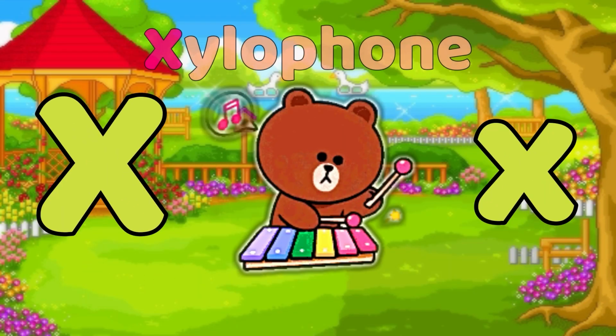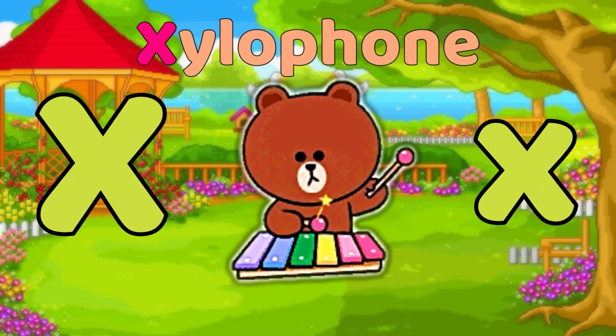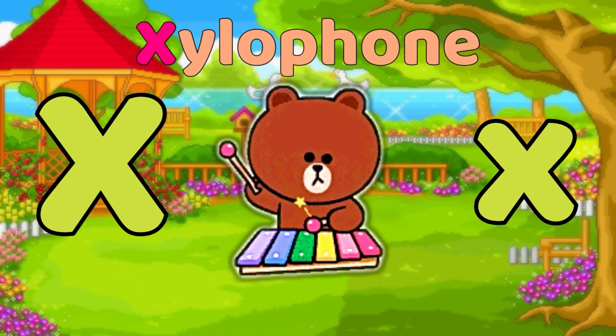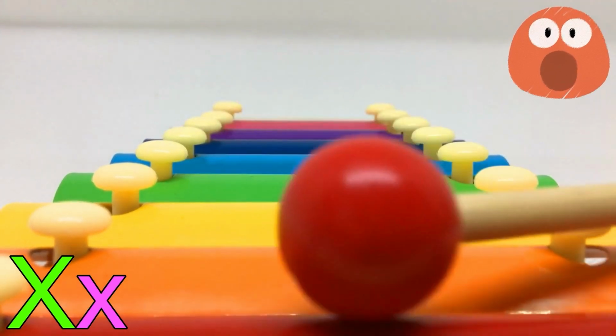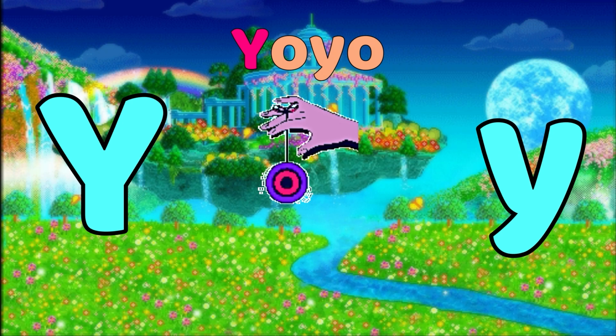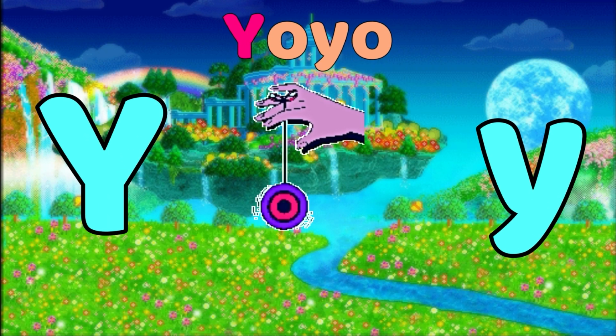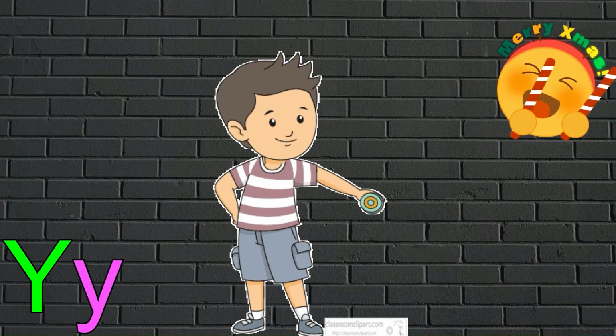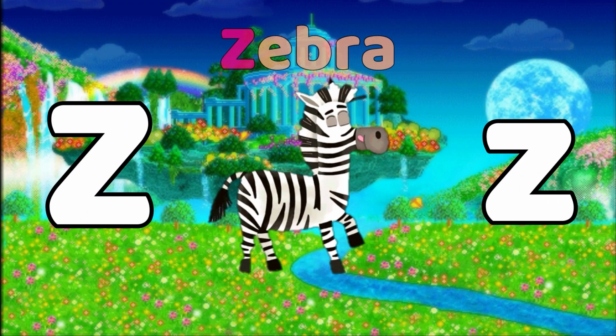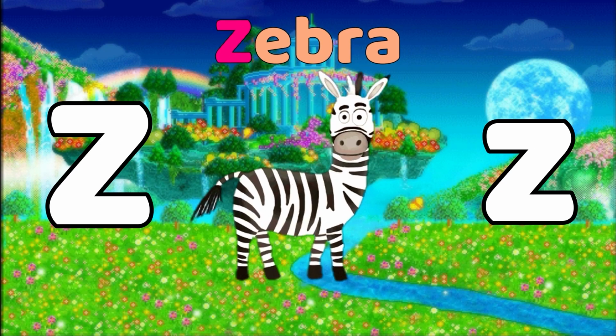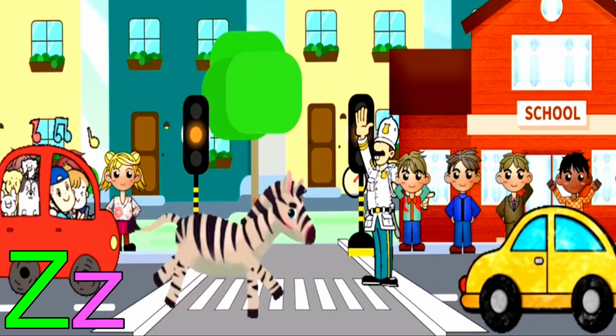X is for xylophone. Y is for yo-yo. Y, y, yo-yo. Y, yo-yo. Z is for zebra. Z, z, zebra. Z, zebra.